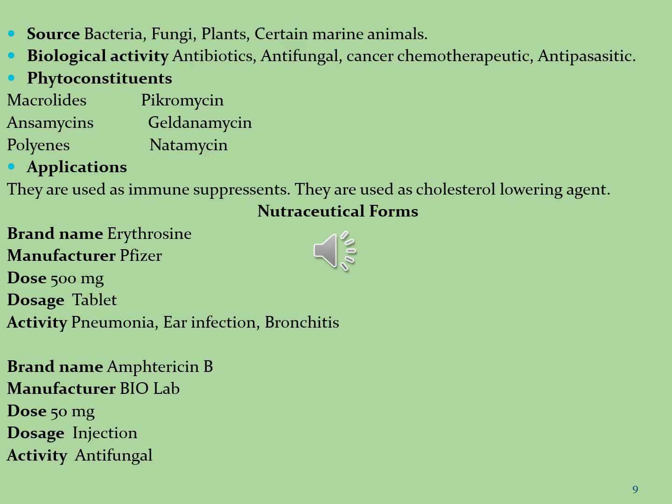Now we discuss some important pharmaceutical brands which have been launched on the basis of phytoconstituents that fall in the category of polyketides. So the name of the first brand is Erythrocin. It is manufactured by Pfizer and we take its dose of 500 mg per day. This brand has been formulated in tablet dosage form and it is used in pneumonia conditions. It is also used for ear infections and bronchitis. The next molecule is amphotericin B, which is manufactured by Bioflavonoids Nutraceuticals and we take its dose of 50 mg per day. It is formulated in injection dosage form and it works as an antifungal agent.